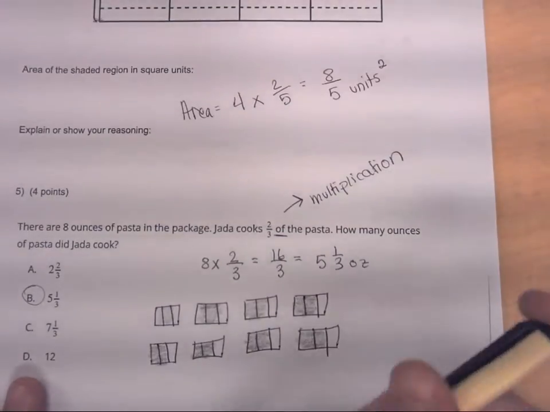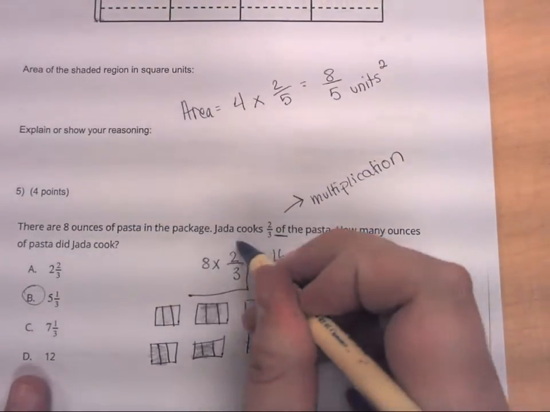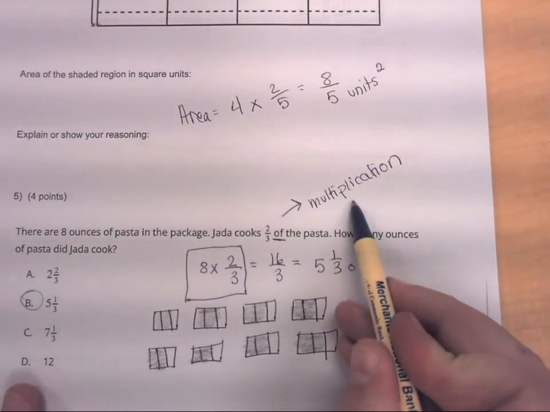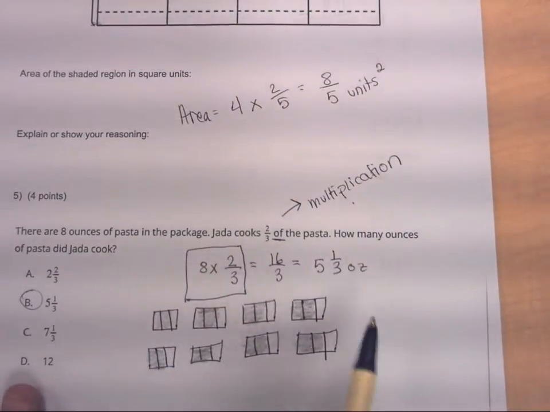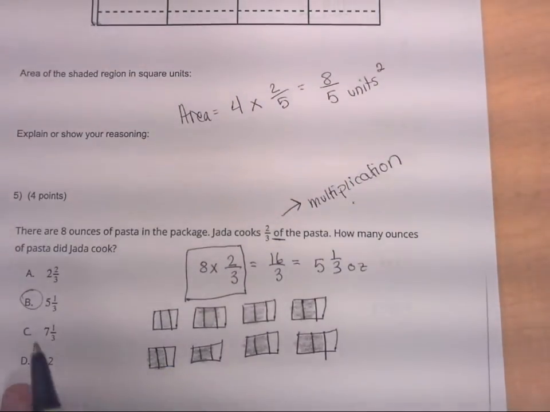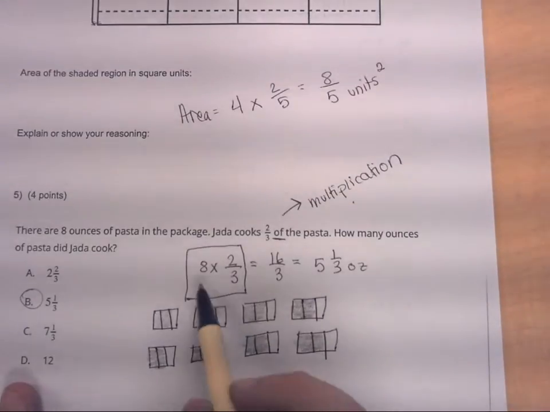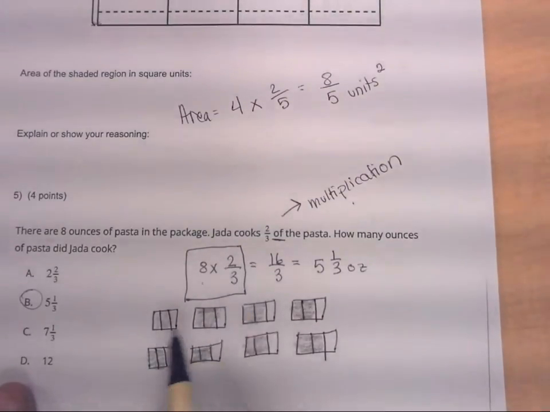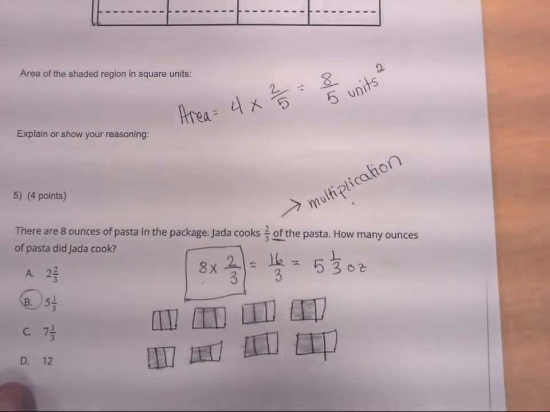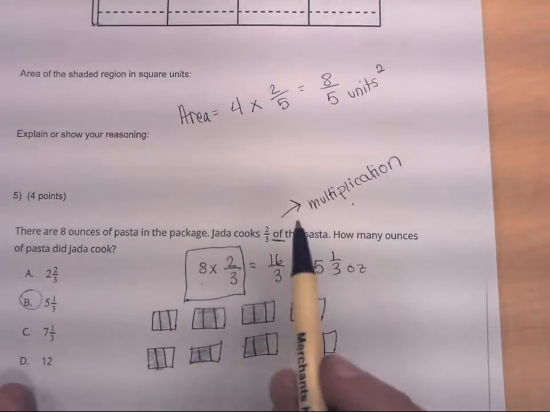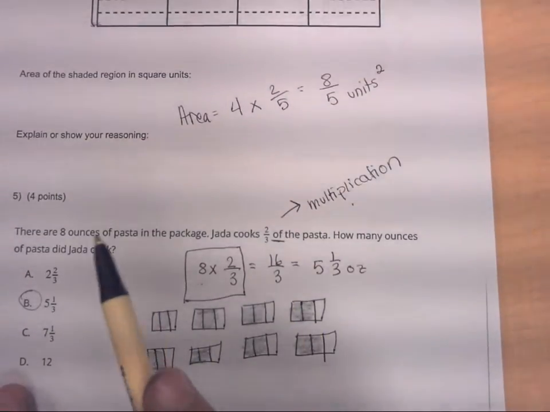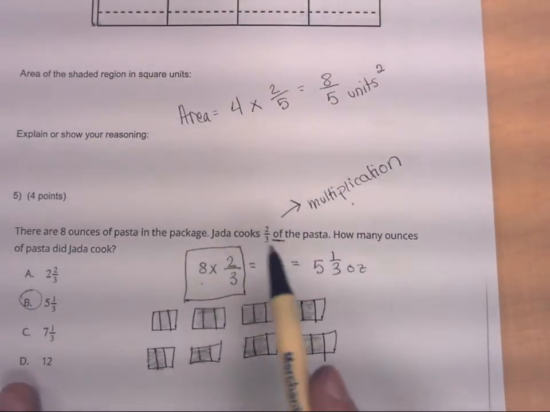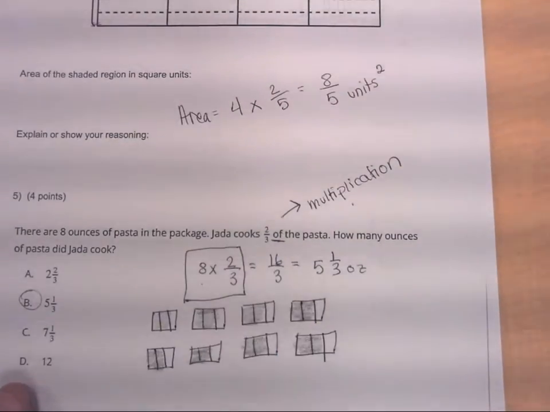But going back to this idea that of usually indicates multiplication, this is a diagram of the situation. I have 8 groups here. And there's 2/3 in each group. So this picture shows why multiplying 8 by 2/3 is a reasonable way to figure out what 2/3 of 8 is.